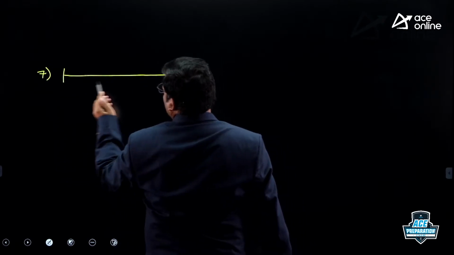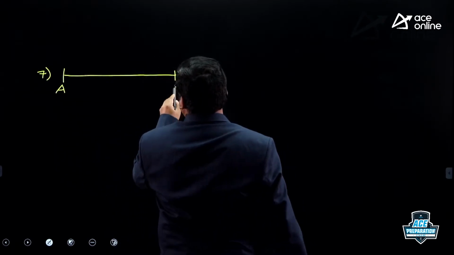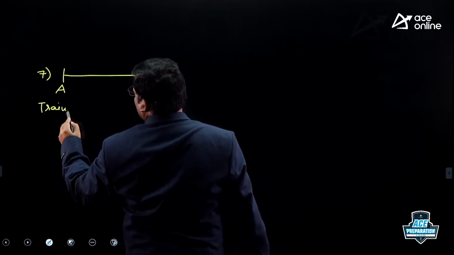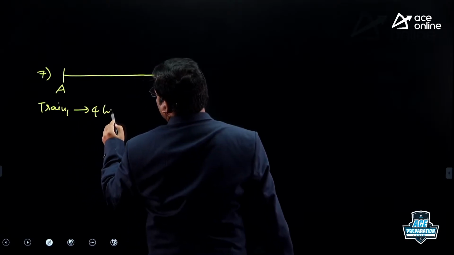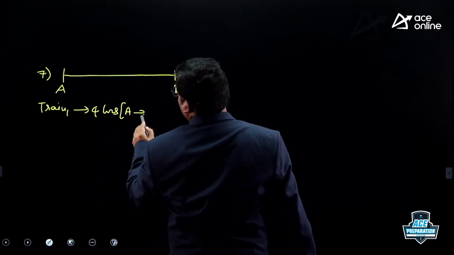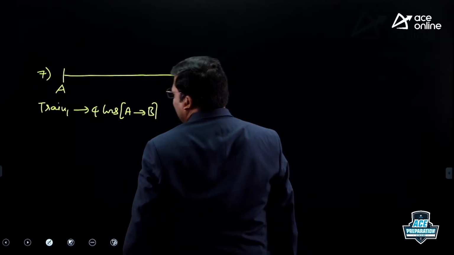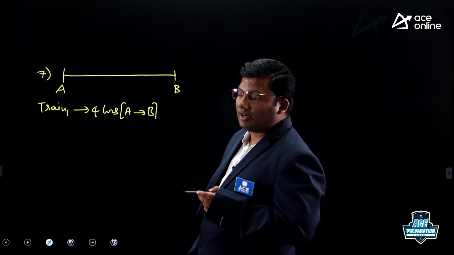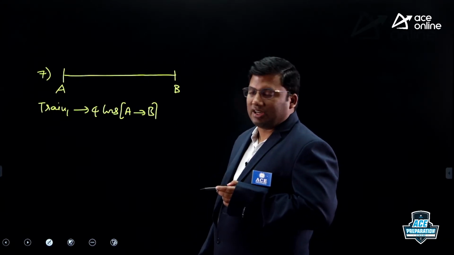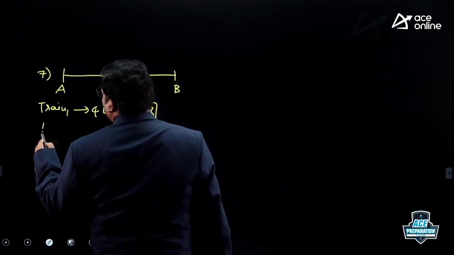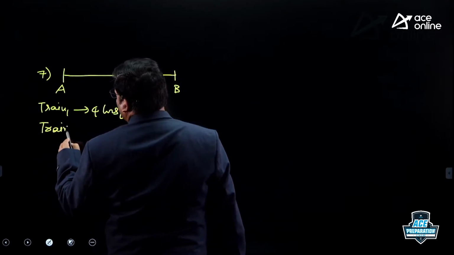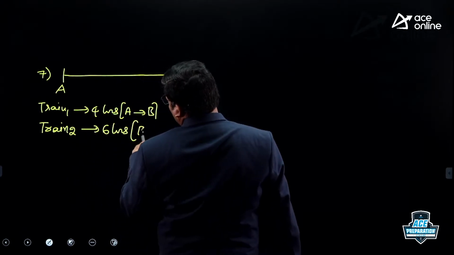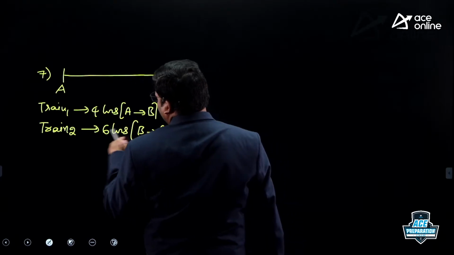Let us discuss. There are 2 stops, A and B. Train 1 takes 4 hours to go from A to B. Train 1 starts at point A and takes 4 hours to travel and reach the destination B. Train 2 takes 6 hours to go from B to A.